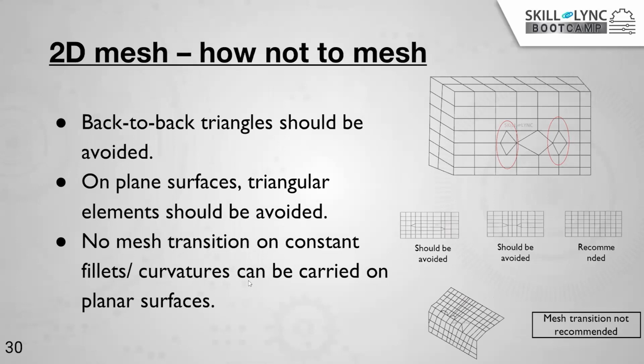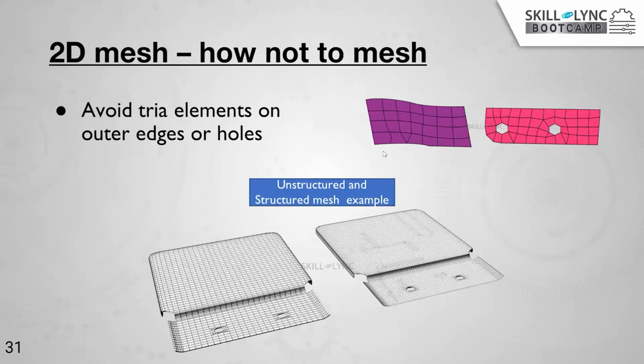Now 2D mesh, how not to mesh. These are some tips and tricks. Back-to-back triangles should be avoided. This kind of thing should be avoided. It should be a structured mesh. Mesh transition along the critical region should be avoided. These sharp elements at the corners or at the bolt hole should be avoided. This is an example of a structured mesh.